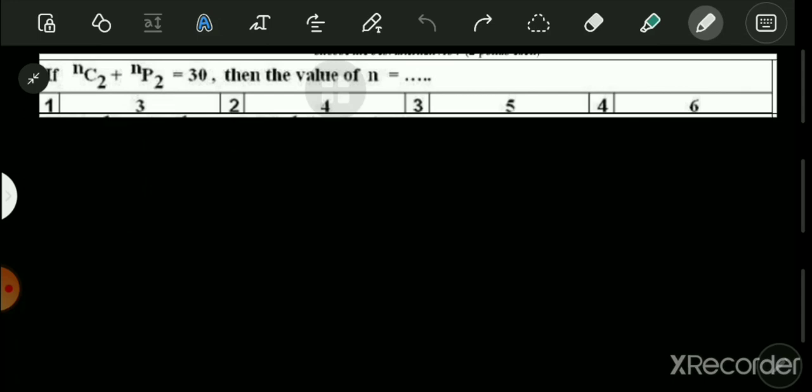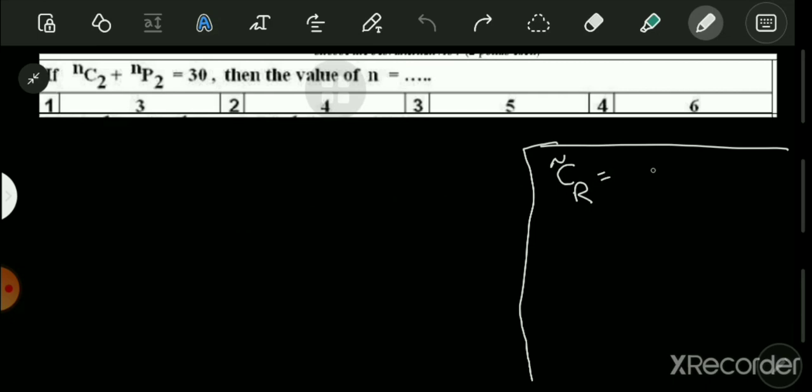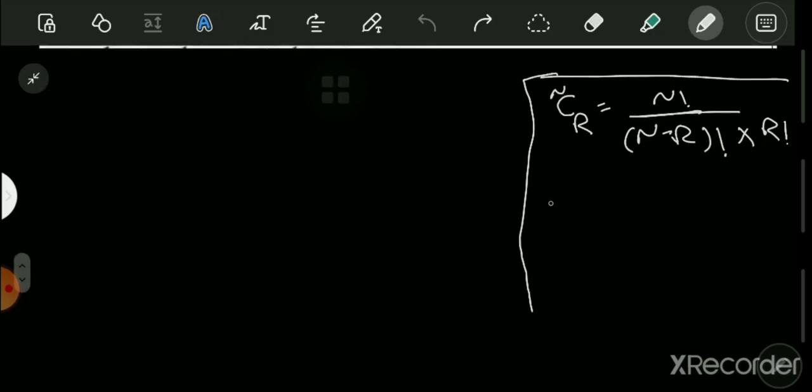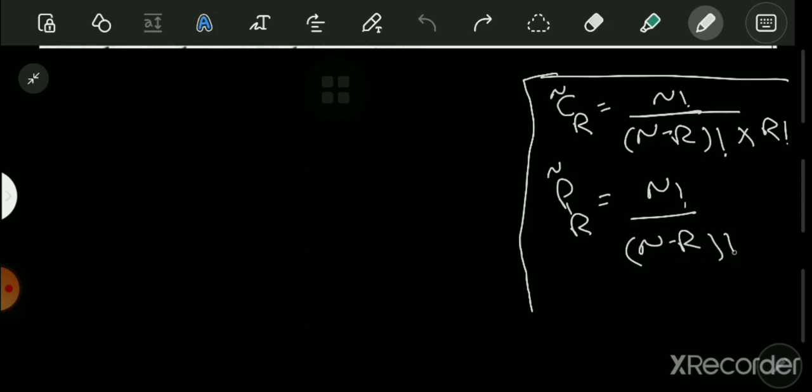But first of all, let me remind you of something. We know that the combinations rule says nCr equals n factorial over (n minus r) factorial multiplied by r factorial. The rule of permutations says nPr equals n factorial over (n minus r) factorial. Did you notice something here? We have this and we have this. They are the same, right?